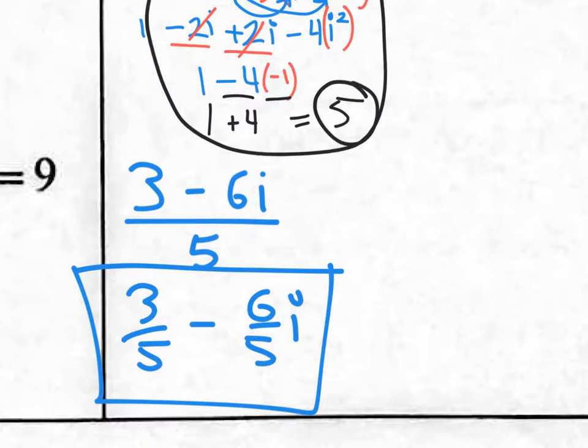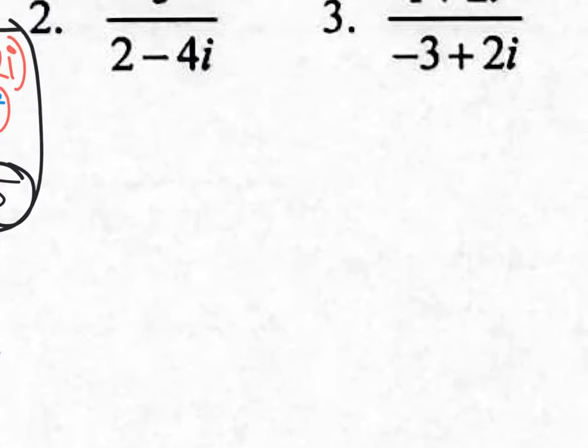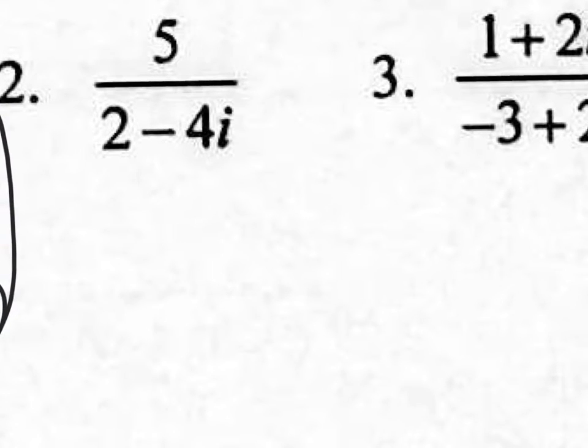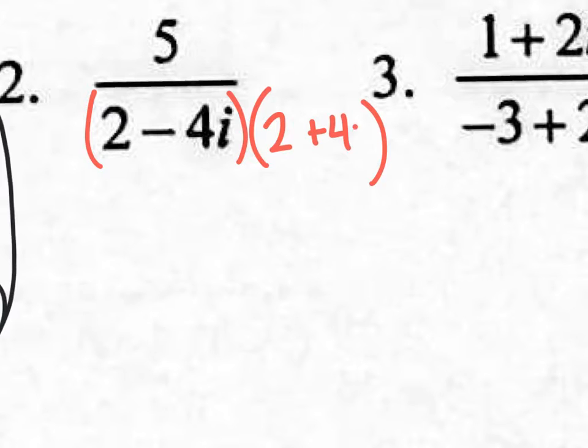I hope we understand that. Let's try one more. Let's take a look at number 2 here. Of course, you could go back and watch this on Edmodo and pause it. I am going to multiply by the conjugate. What's the conjugate? 2 plus 4i. Now, why am I doing that? Because I know it's going to cancel out all imaginary values. What I do to the bottom, I have to do to the top. The same exact thing, 2 plus 4i.